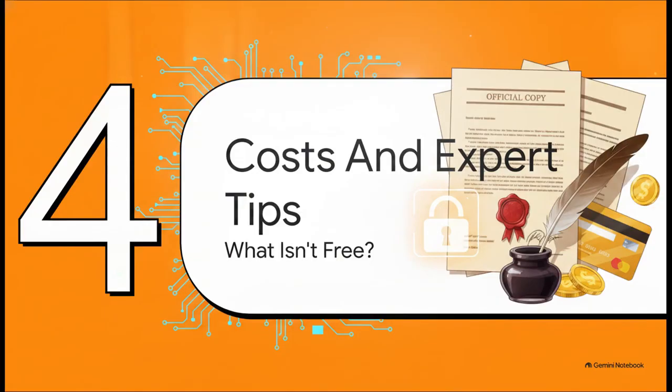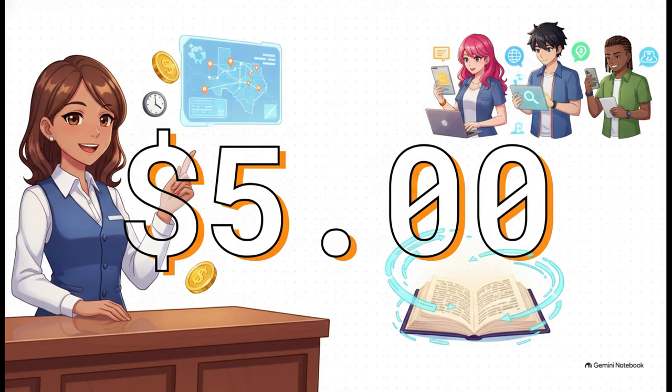Moving right along to costs and expert tips, let's talk about what actually isn't free. $5. If you decide you just don't want to do the online search yourself and you'd rather ask the clerk's office to conduct a name search covering a 10-year history for you, it's going to cost you a flat $5 per name searched. Basically, you're paying for their time. But hey, since you're watching this explainer, you already know how to do it yourself for free.